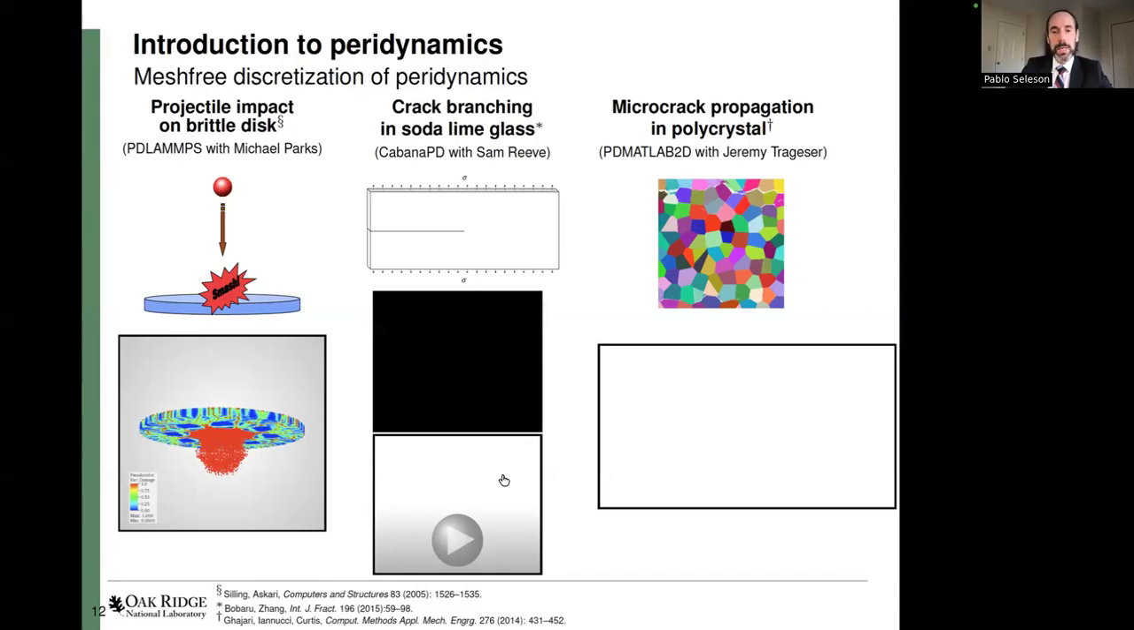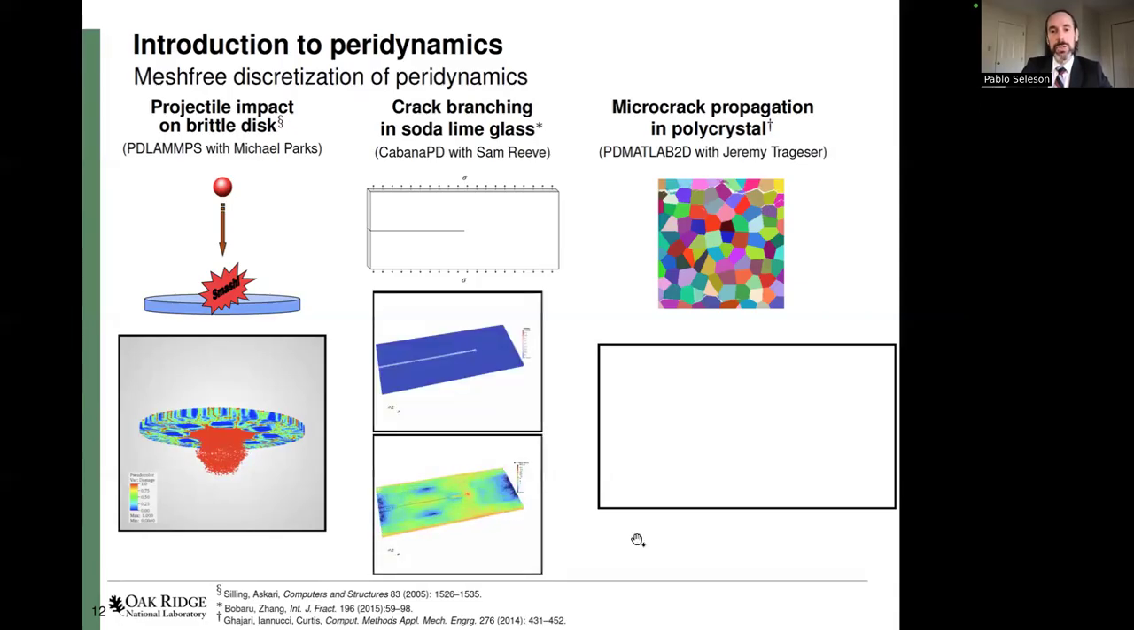The second one is a crack branching in soda-lime glass. This is done with a code that we are developing now at Oak Ridge National Lab. It's called Cabana PD. It's a code that runs on leadership-class supercomputers. It's GPU-based, performance portable, and exascale capable. And what we can capture here is the crack propagation and the phenomenon of branching.